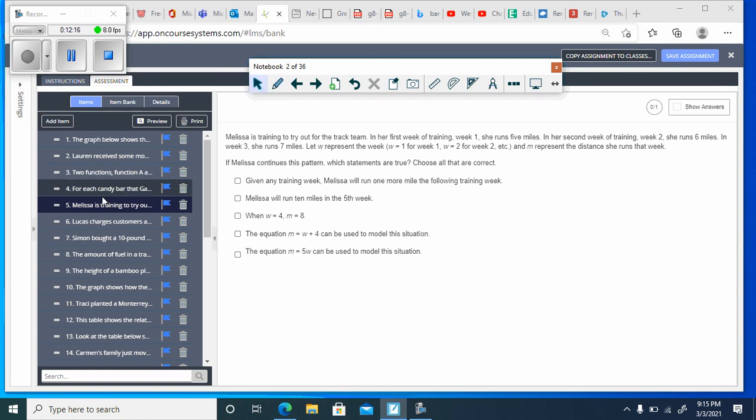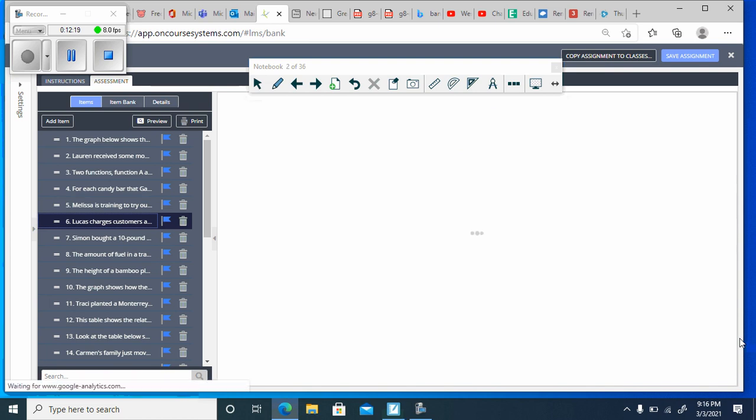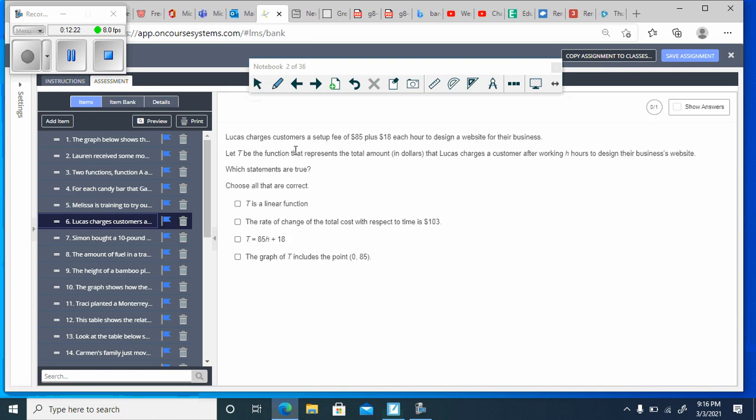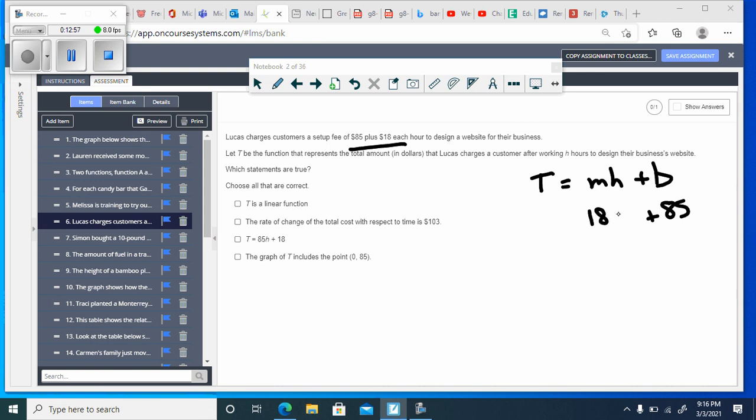Let's look at number 6. Lucas charges customers a setup fee of $85 plus $18 per hour, each hour, that means per hour, to design a website for their business. Let T be the function that represents the total amount of dollars that Lucas charges a customer after working H hours. So that is T is going to be equal to MH plus B, right? Okay. Well, let's plug it in. There's a setup fee of $85. That's where you start. And $18 each hour. That means that is your rate of change.